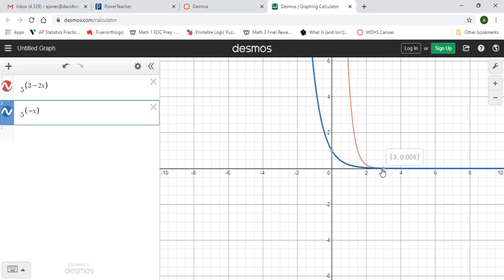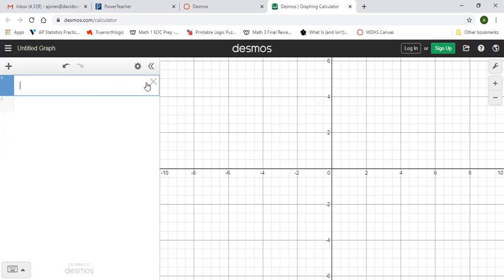So solve it. What does x equal? X equals 3. That's all you do. 3 and 0.008. It's okay. All right, so check the next one. Take this off, take this off.